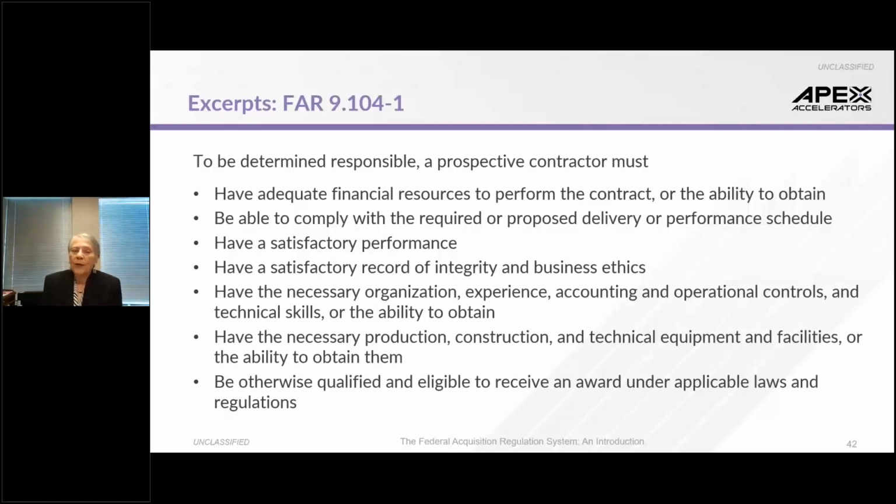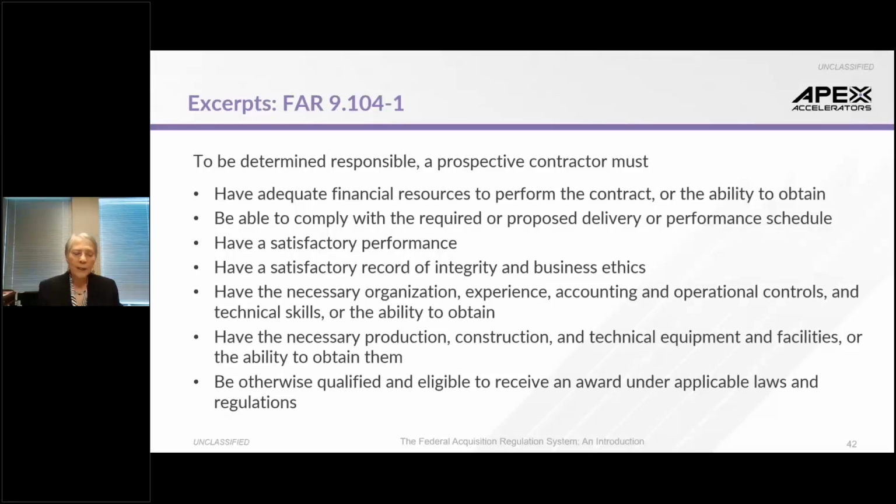So here's an exception, a very important excerpt. This is FAR 9.104-1, and it's general qualifications. To be determined responsible, a prospective contractor must.